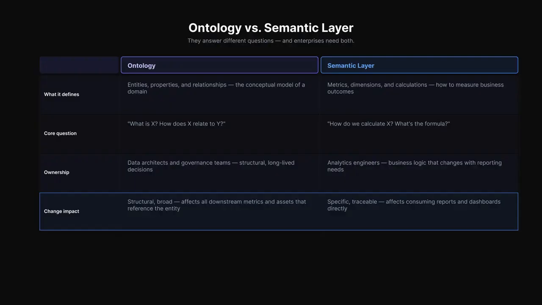When a semantic layer metric changes, say the revenue calculation is updated to exclude refunds processed within 30 days, the impact is specific and traceable. We can identify exactly which dashboards and reports consume that metric and assess the impact through lineage. That change is meaningful but bounded. Let's make this concrete with the revenue example from the opening.